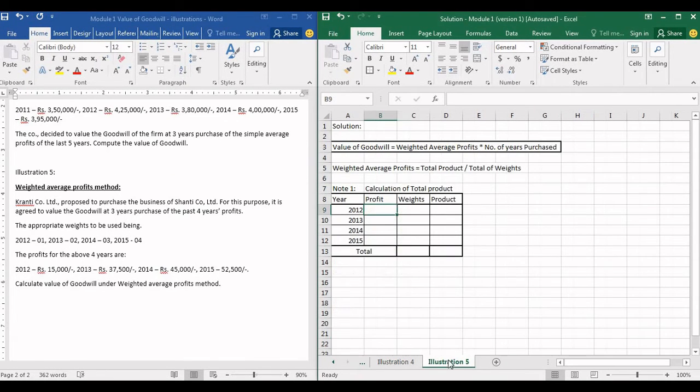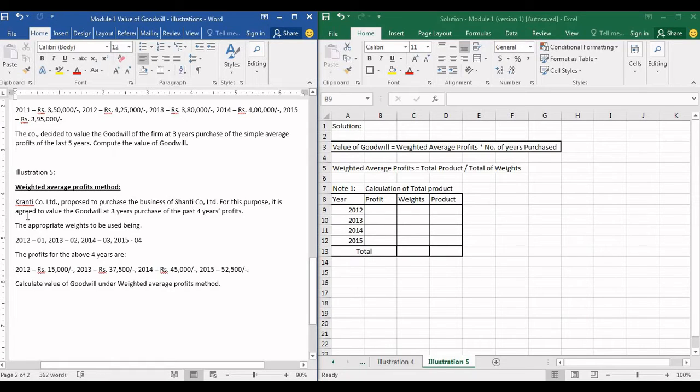Guys, let us look at the next illustration now, which is based on the weighted average profits method. I'll just read out the problem once. Kranti Company Limited proposed to purchase the business of Shanti Company Limited. So Shanti Company Limited is the one who is selling their business. So we will have to calculate the goodwill of Shanti Company Limited.